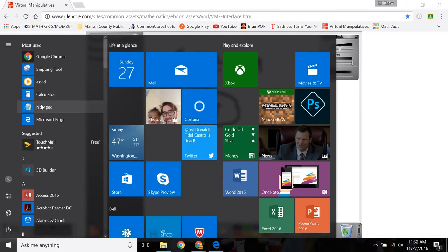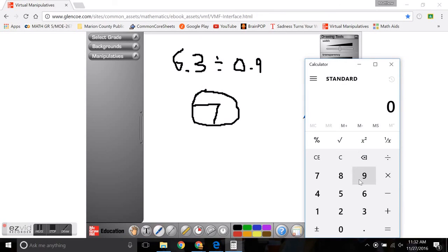As a matter of fact, let's just check that. I mean, you're not supposed to use a calculator, but let's see if my math is correct. Oh my goodness, look at how simple that division was.